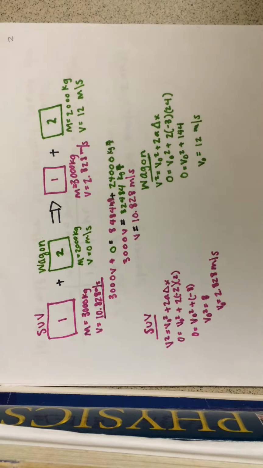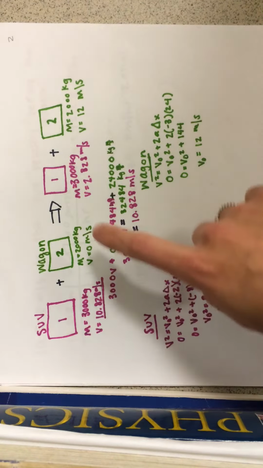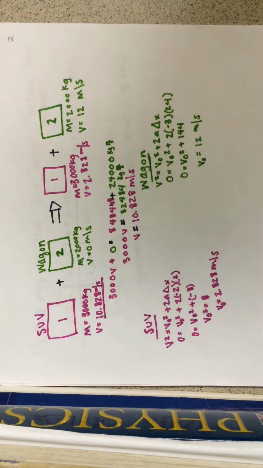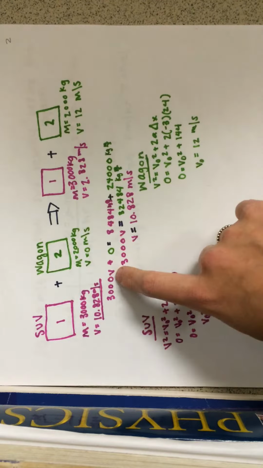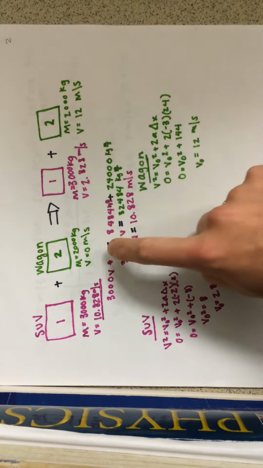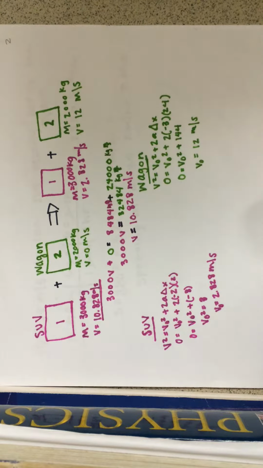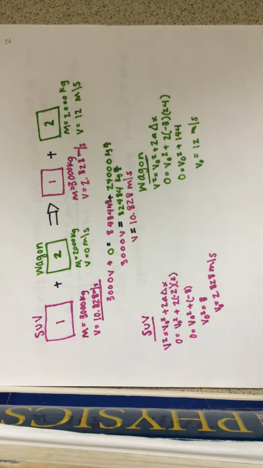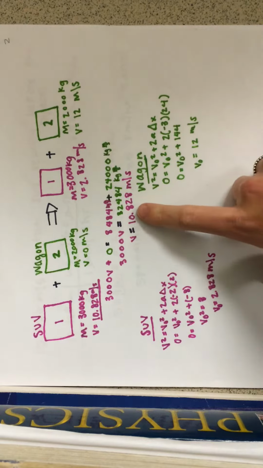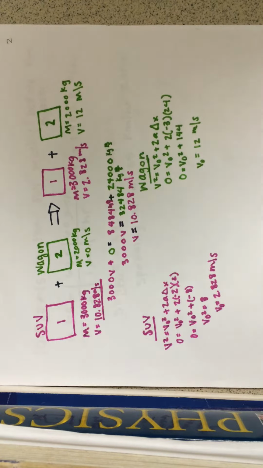The momentum flow chart shows the mass and velocity before and after the collision for both the SUV and wagon. Momentum is mass times velocity. Since momentum is conserved, both sides can be set equal to each other. 3,000 times velocity plus 2,000 times 0 equals 3,000 times 2.828 meters per second plus 2,000 times 12 meters per second. Combine like terms to solve for the velocity. The velocity before impact is 10.828 meters per second.